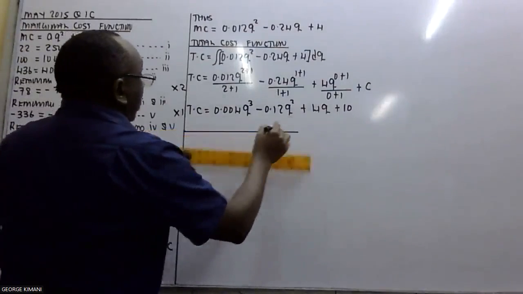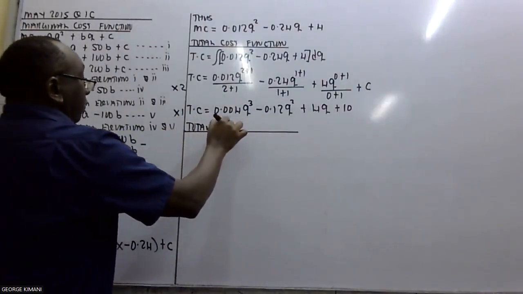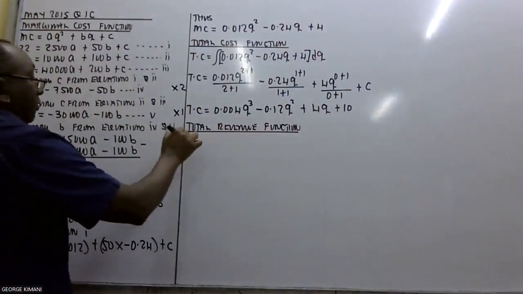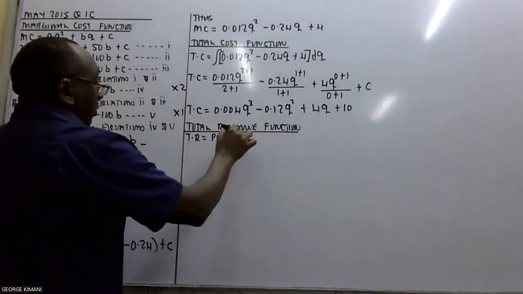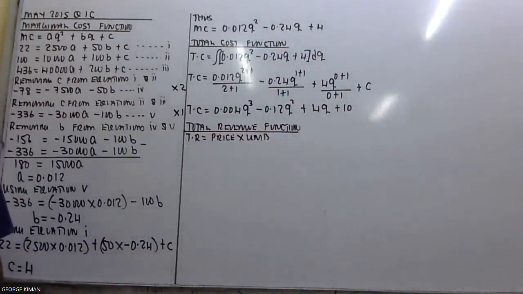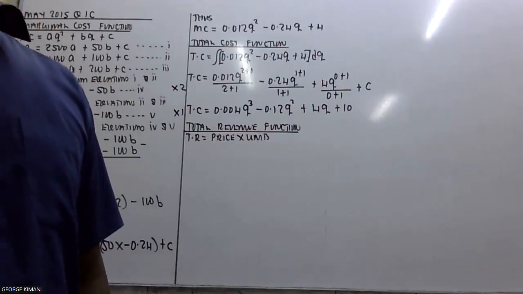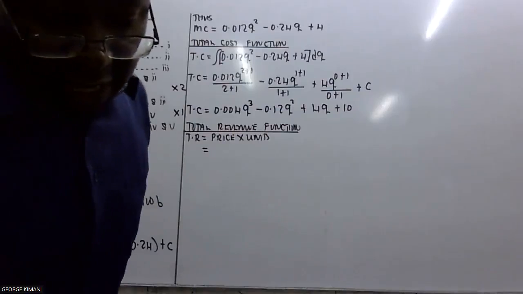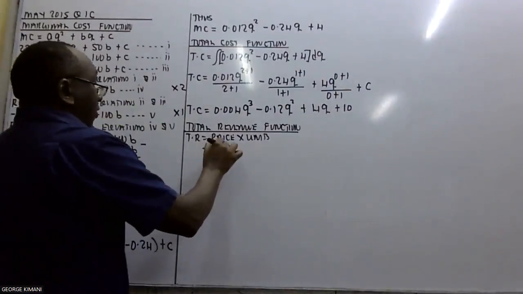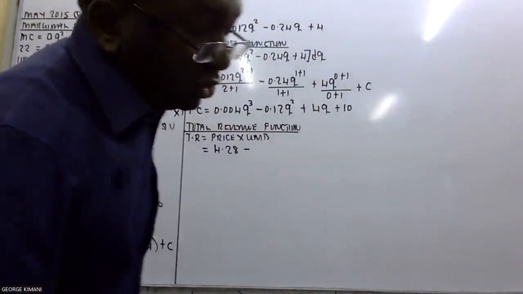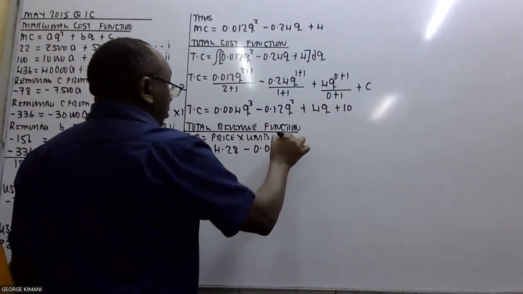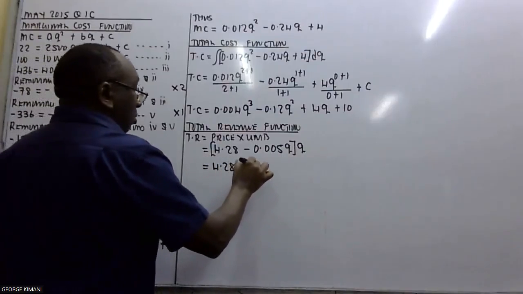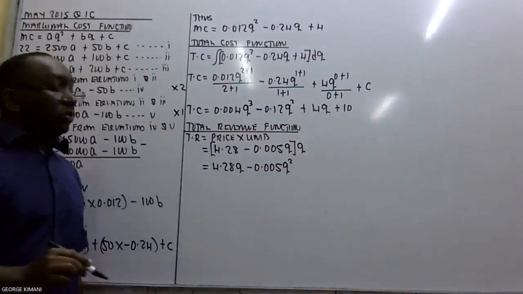The next item that you require is known as the total revenue function. Now, total revenue, we know it is given as the price times units. You know that so well. The examiner here had given us the price function as 4.28 minus 0.005 Q. Now this one you multiply by Q, and this becomes 4.28 Q minus 0.005 Q squared.